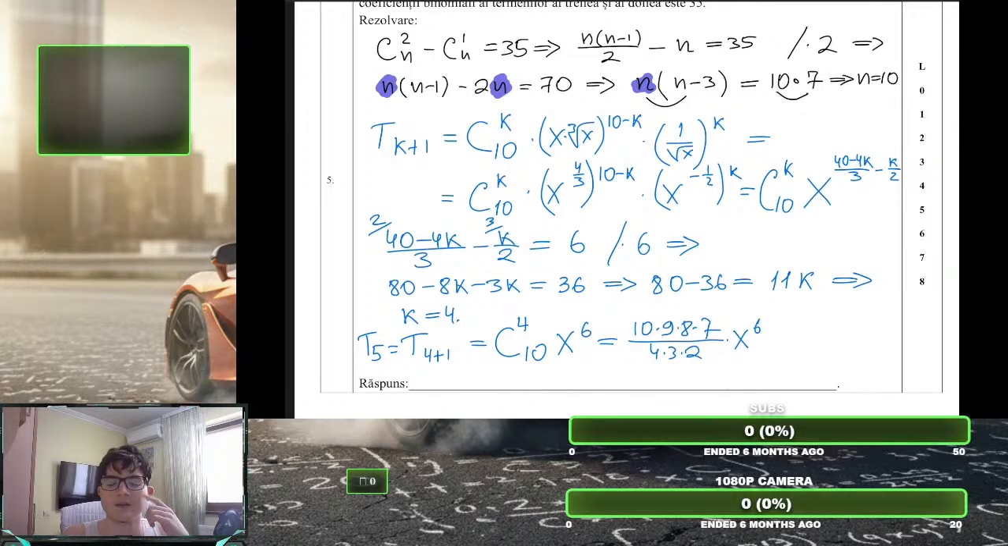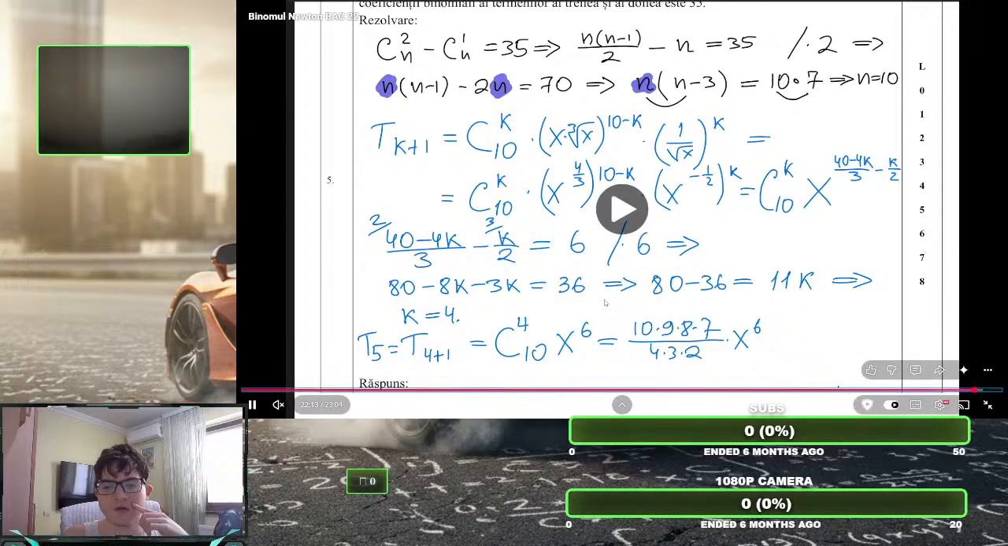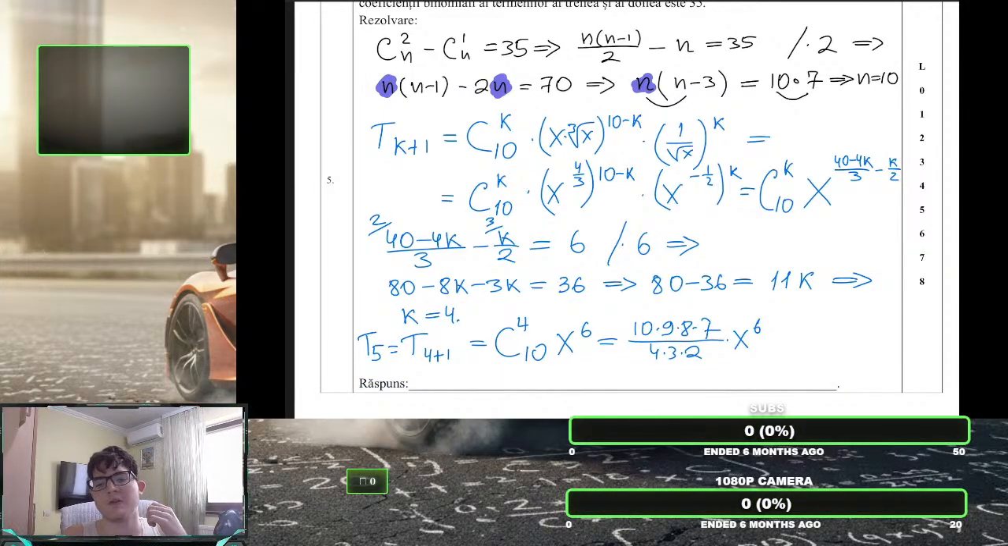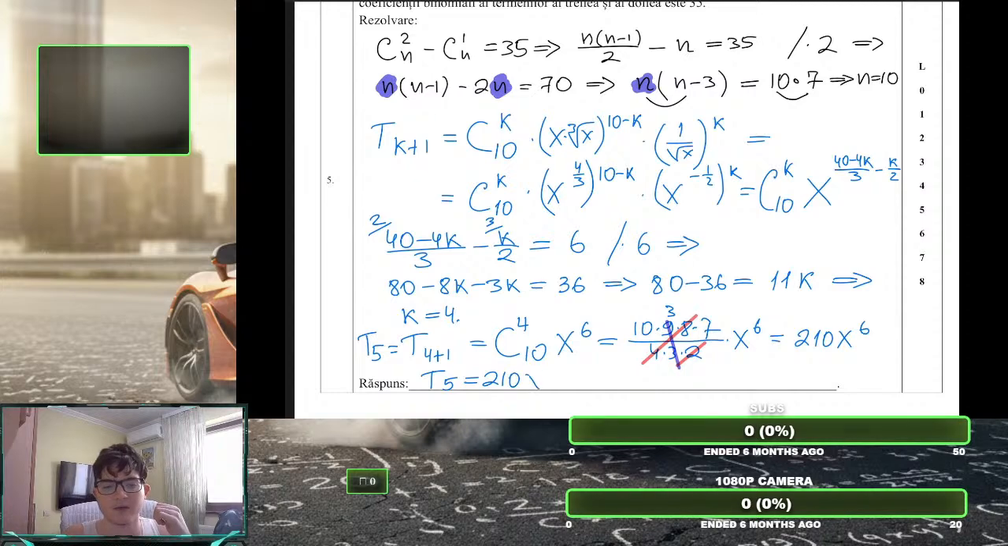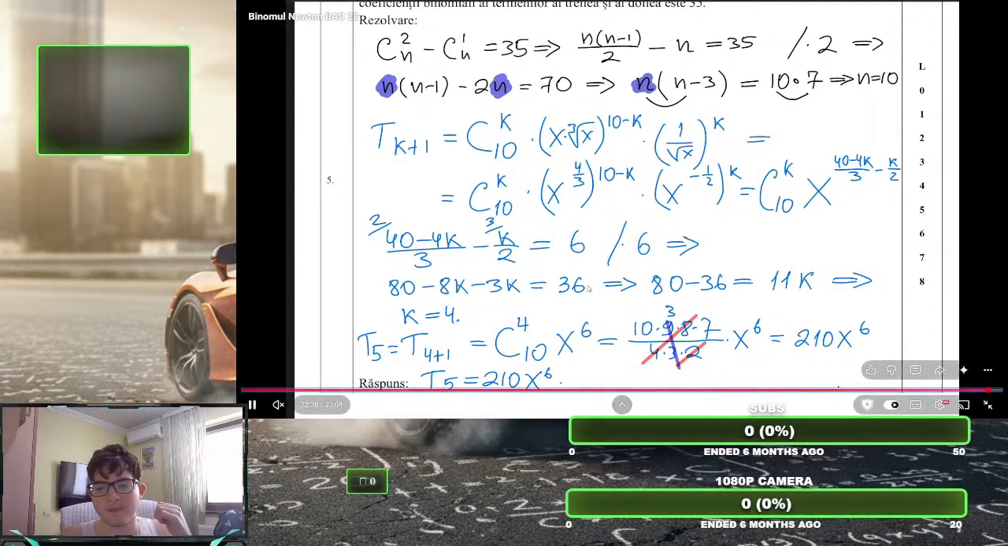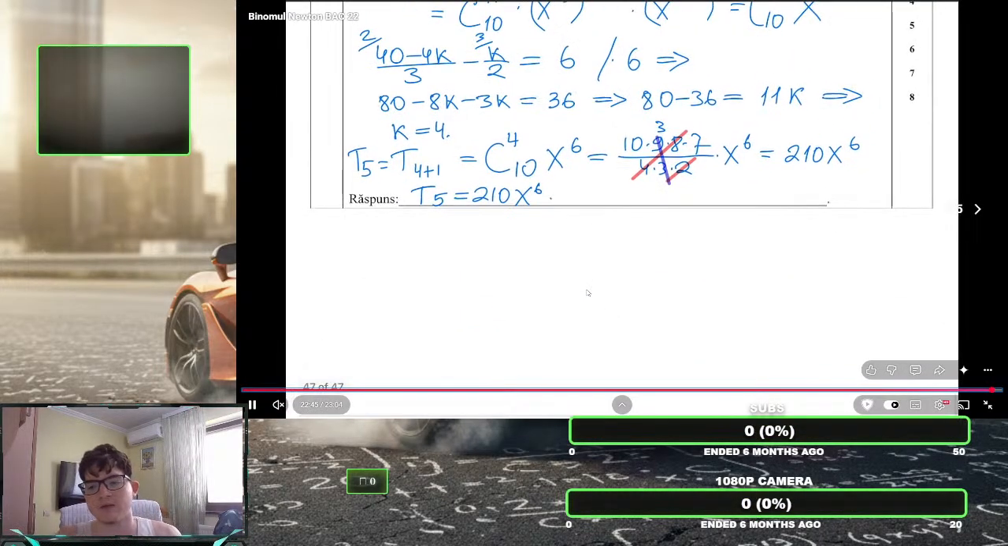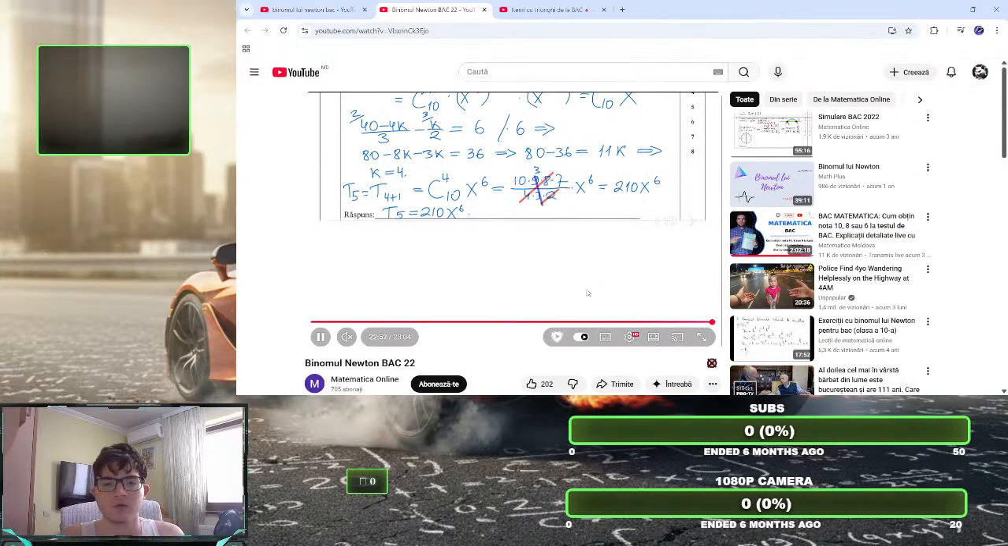Okay, I guess that makes sense. Okay, so now 2 5 3 4. Simplify what you can simplify. That, and the 3. So it's going to be 210 x to the power of 6. T5 is 210 x to the power of 6. Boom. That's that. Now for another video.